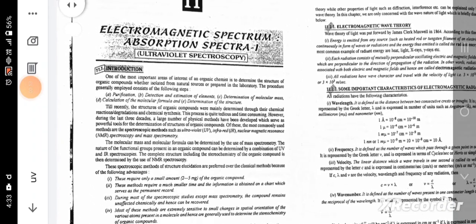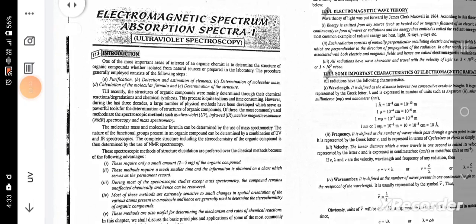Introduction. One of the most important areas of interest of an organic chemist is to determine the structure of organic compounds, whether isolated from natural sources or prepared in the laboratory. The procedure generally employed consists of the following steps: purification, detection and estimation of elements, determination of molecular mass, calculation of the molecular formula, and determination of the structure.